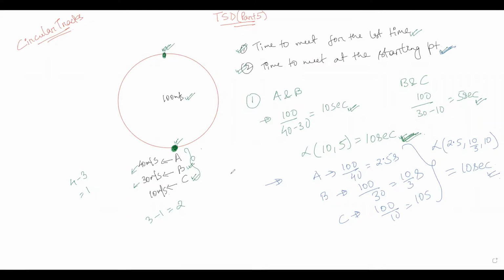Now, in this case, we have considered all these three persons running in the same direction. But there can be some cases where two of them are running in one direction and the third person is running in the opposite direction. In such cases also, we can use this same logic and we can find the time to meet for the first time and the time to meet at the starting point for the first time.